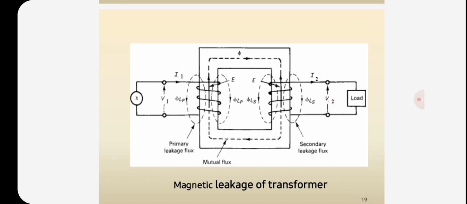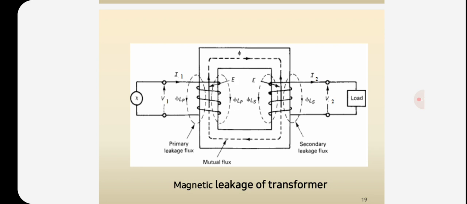In the case of an ideal transformer, it was assumed that the flux produced by the primary winding links with both the primary and secondary winding. But in an actual transformer, a part of the flux produced by the primary winding does not link with the secondary winding. Similarly, a part of the flux produced by the secondary winding does not link with the primary winding.